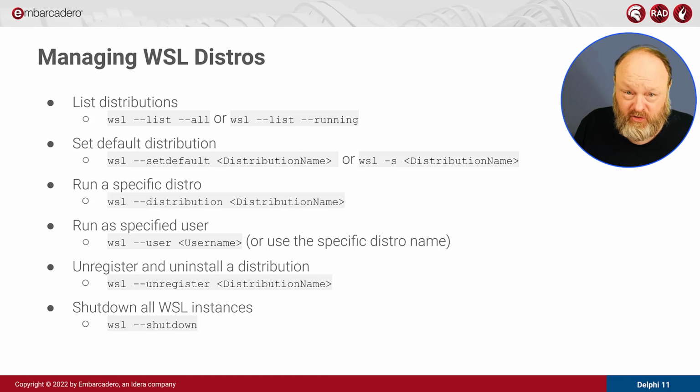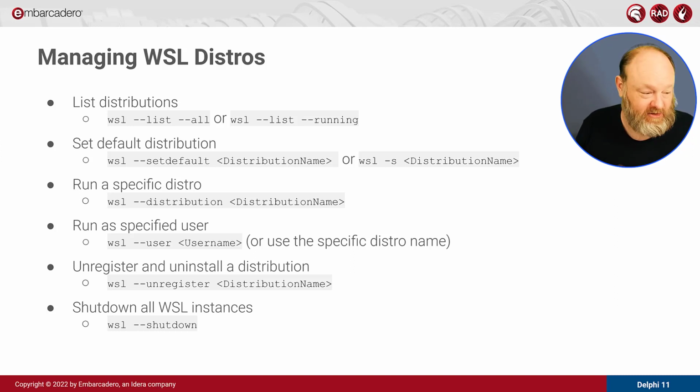There are a few commands you'd use for managing your distros. List lets you list all the distros, or you can say list running. You can do list online to see the ones that are available online to be installed. You can change the default distribution. The default distribution is the distribution that runs when you type WSL. If you want to run a specific distribution, then you just type its name, which you got from list.